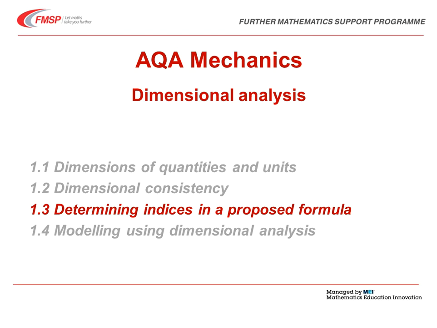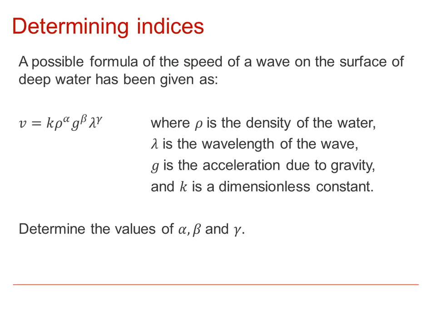This is a video for AQA Mechanics, Dimensional Analysis, Section 1.3, where we're looking at how we can determine indices in formulae that have been proposed for any particular situation. So we're going to be using the dimensions mass, length and time, and as an example of this, let's consider the following equation which has been proposed for the speed of a wave.